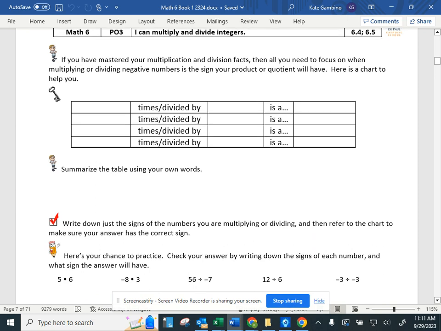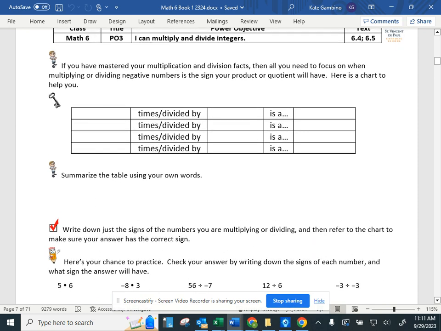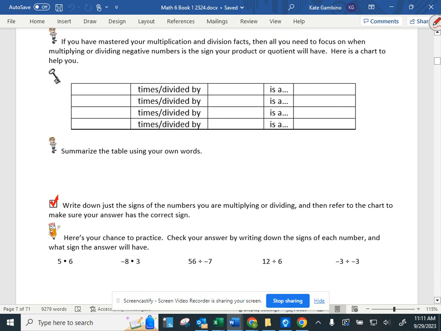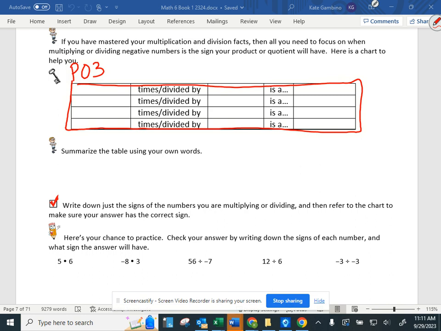This is a PO. The last one, PO2, and PO3, these are ones that we have to pass. These are important. Multiplying and dividing integers. So you're gonna put PO3, and you're gonna put this whole chart on your help sheet.